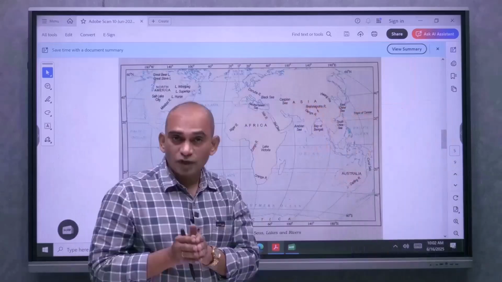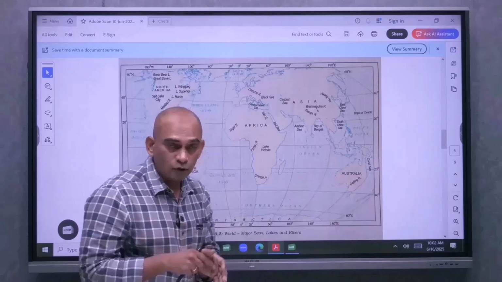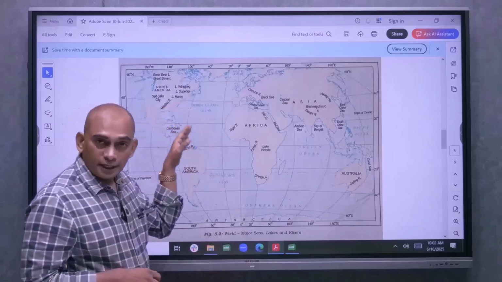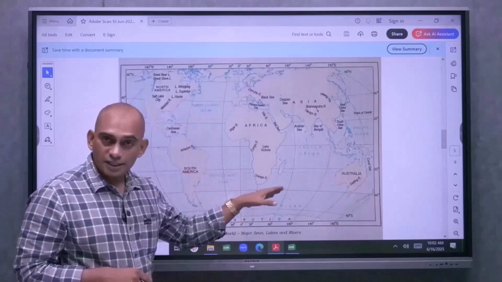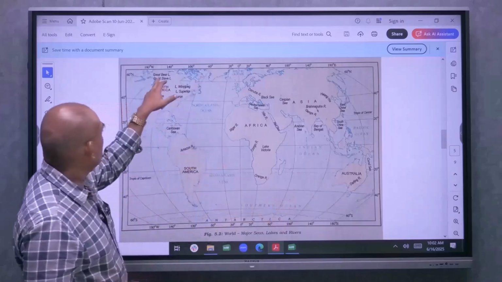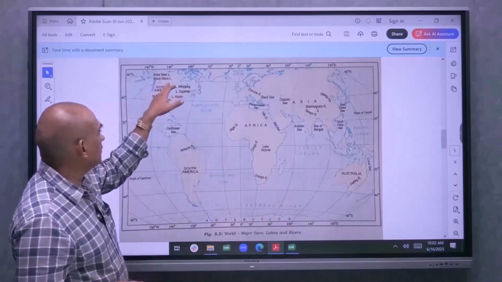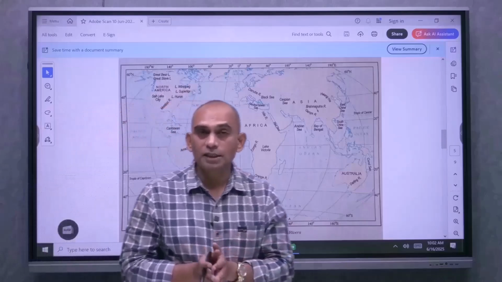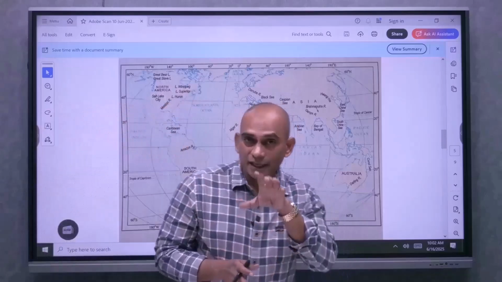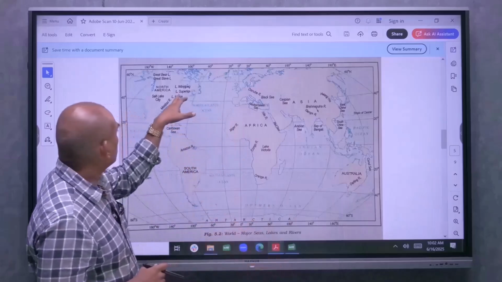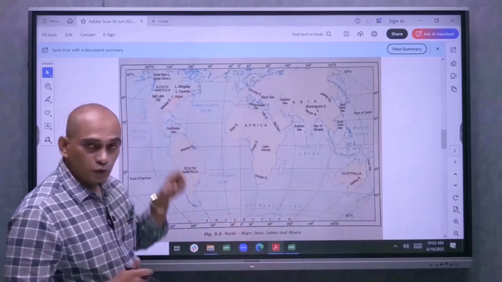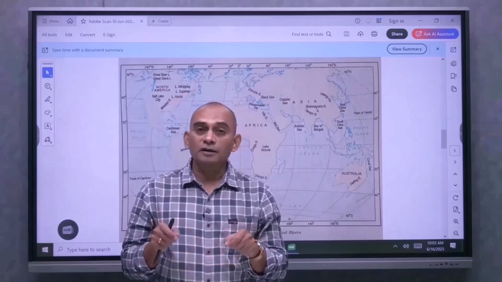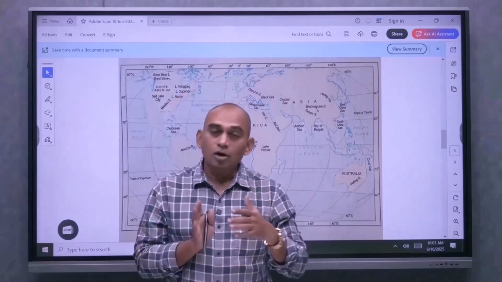Look at this one. 3/4 of the earth's surface is covered by water. So some of the important lakes, rivers and oceans and seas we are going to see. So Great Bear Lake, Great Slave Lake and Lake Winnipeg. All these are located in North America in general, Canada in particular. And look at this one, Lake Superior, Lake Huron. These two lakes are part of Great Lakes in North America.